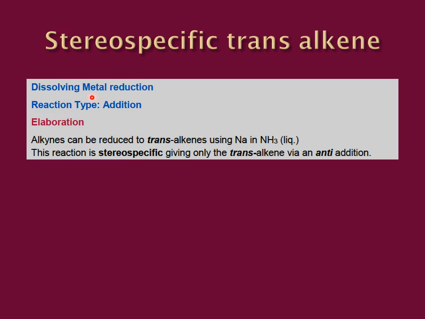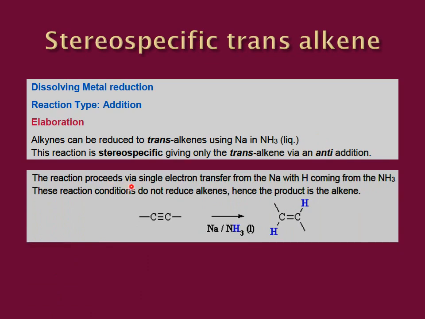Alkynes can be reduced to trans alkenes specifically using sodium in the presence of liquid ammonia. This reaction is stereospecific, giving only trans alkenes via anti-addition. Anti-addition means that the hydrogen atoms are going to add across the triple bond in opposite directions. The reaction proceeds via single electron transfer from sodium. Sodium over here is going to act as a carrier for electron transfer, with hydrogen coming from ammonia.